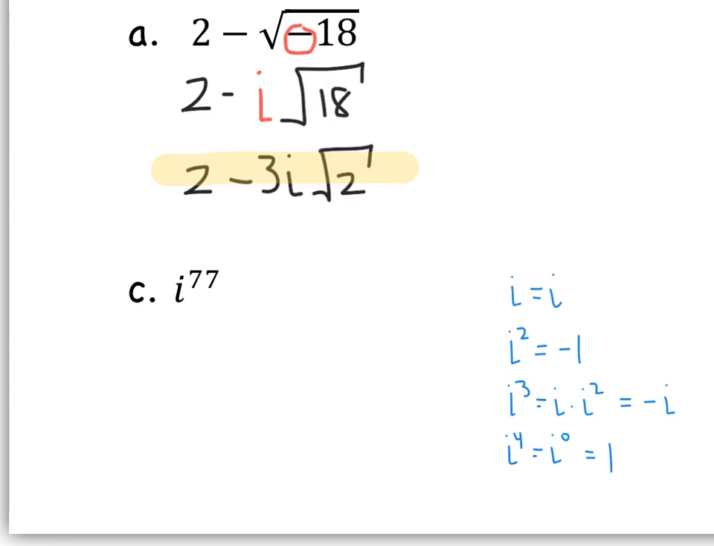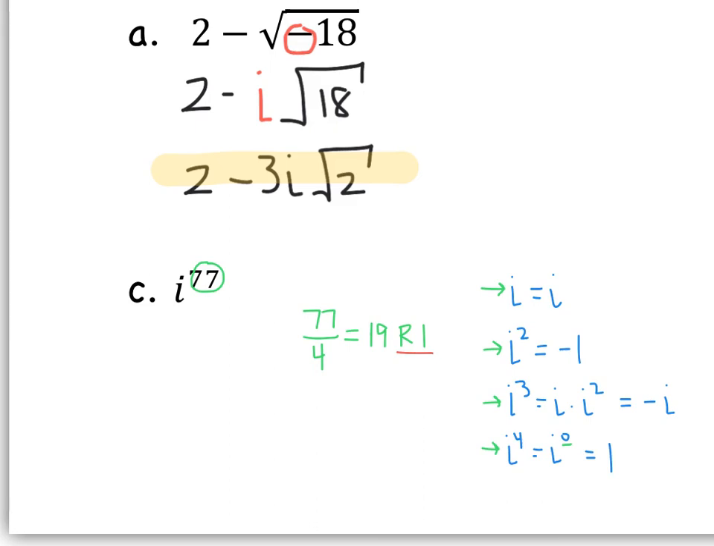When we are simplifying powers of i, the approach I take is I'm going to take this power, 77, and divide it by 4, because what we're going to end up with is a remainder of 1, a remainder of 2, a remainder of 3, or a remainder of 4, which is equivalent to a remainder of 0. So I say, well, 77 divided by 4. Well, 4 goes into 77 19 times with a remainder of 1.